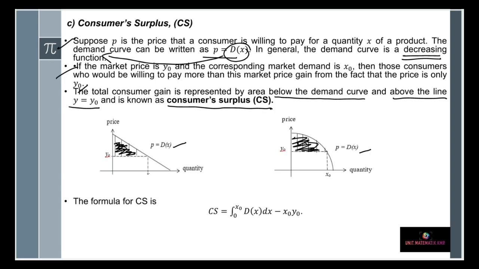Right, so how to calculate the CS? The formula for CS, or consumer surplus, is given by CS equals the integral from 0 to X0 of the demand function D(x) with respect to x, minus X0 Y0. That is consumer surplus.